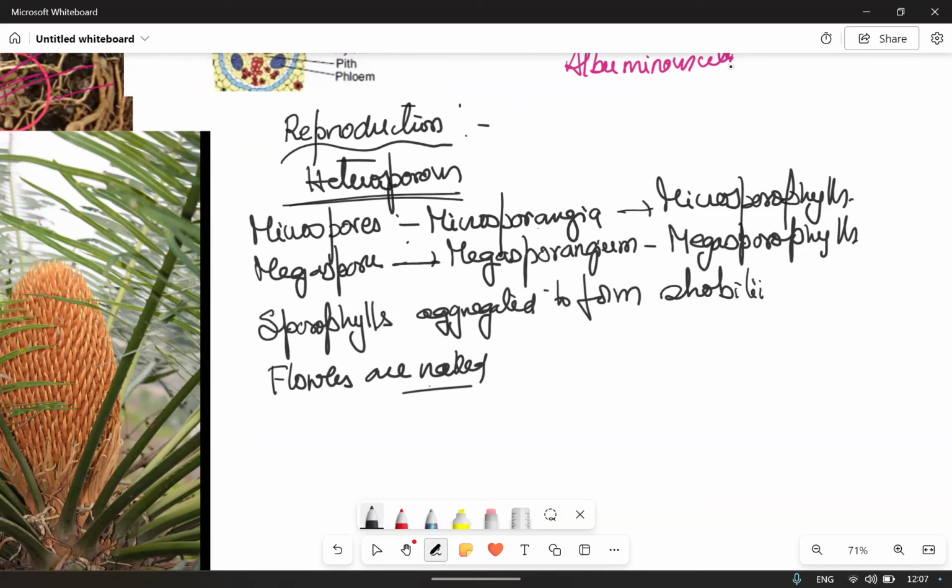Flowers are naked means no perianth parts. But in Gnetum, you can see perianth parts. So flowers are naked except in Gnetum. We use the word achlamydeous. In Ceratum inflorescence, we have studied achlamydeous flowers. A means absent. Perianth parts are absent except in Gnetaceae or Gnetum.